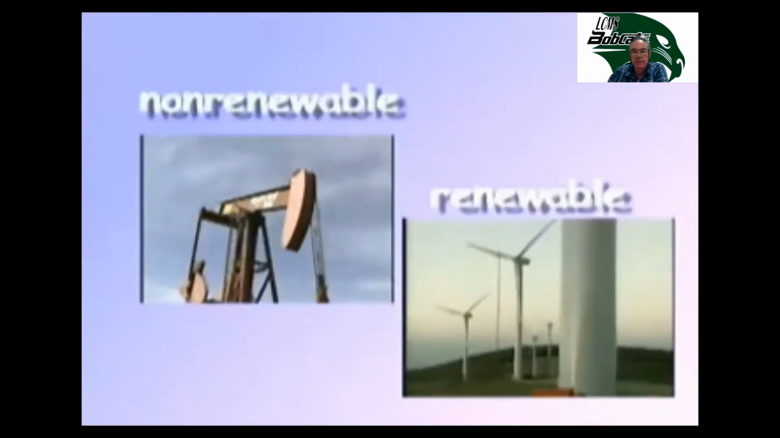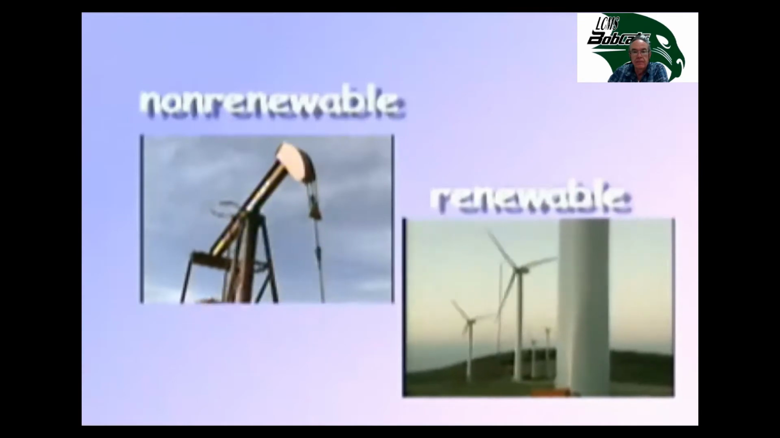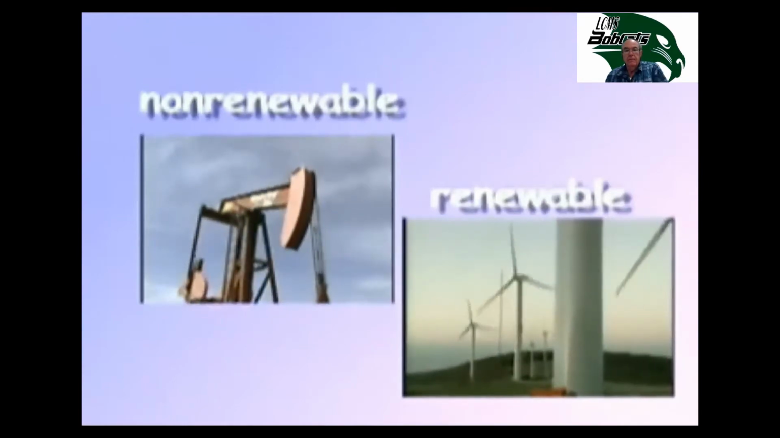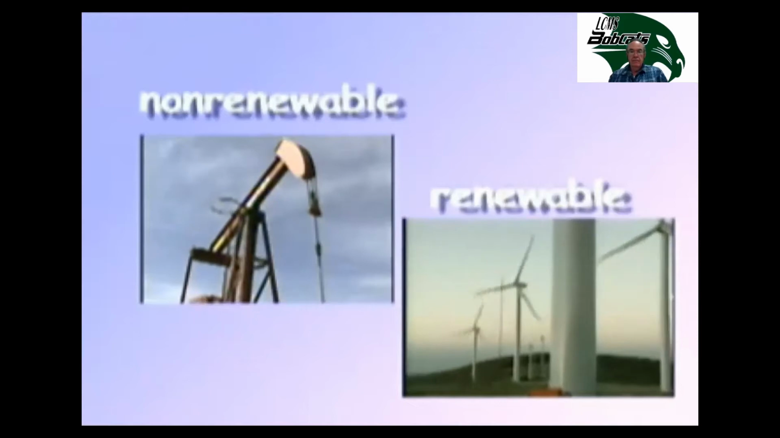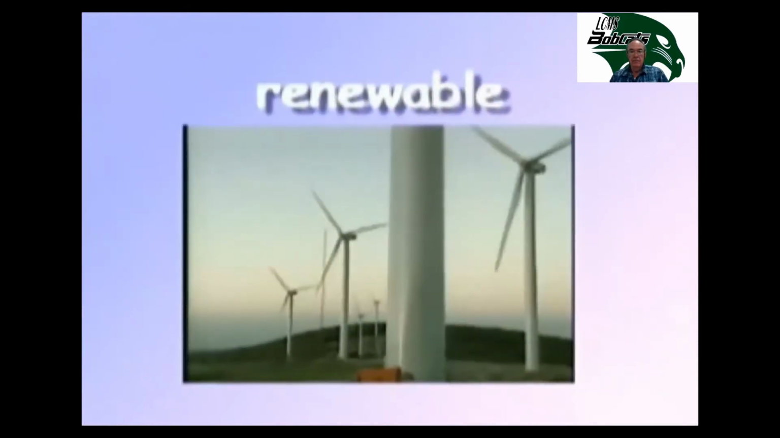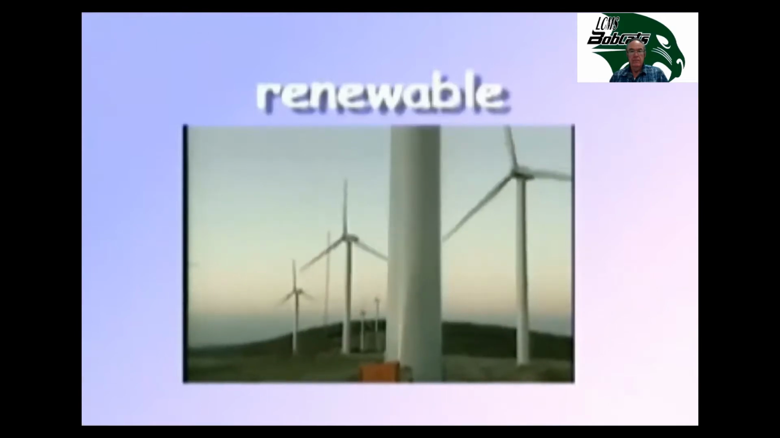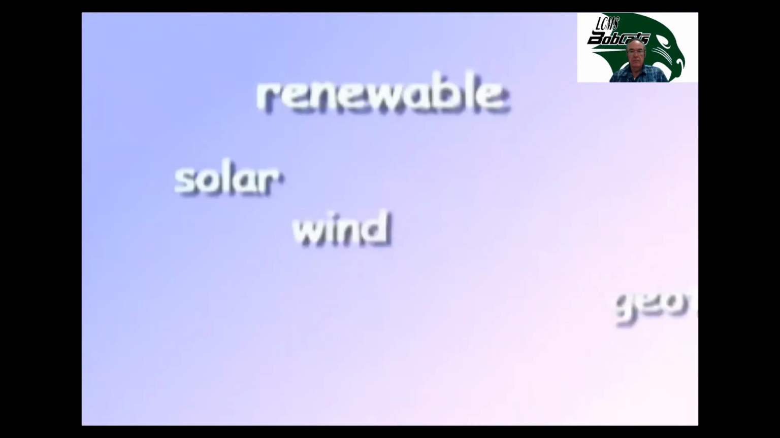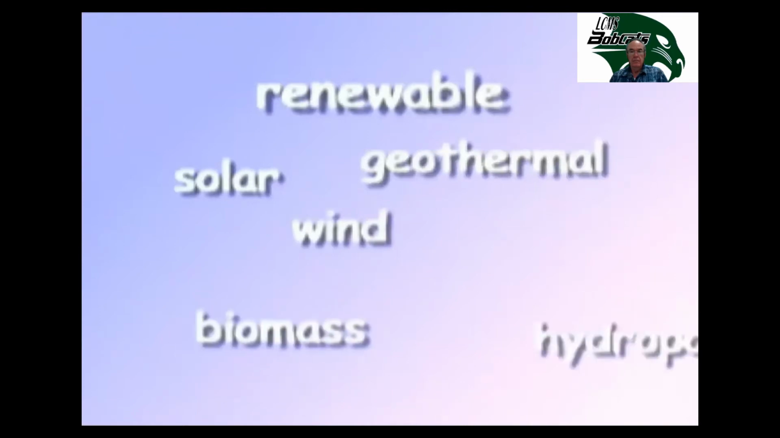There are many sources of the energy we use every day. These sources of energy fall into two groups called non-renewable and renewable resources. Renewable energy resources can be replaced, and in some cases are considered to be limitless. Examples of renewable resources include solar, wind, geothermal, biomass, and hydropower.